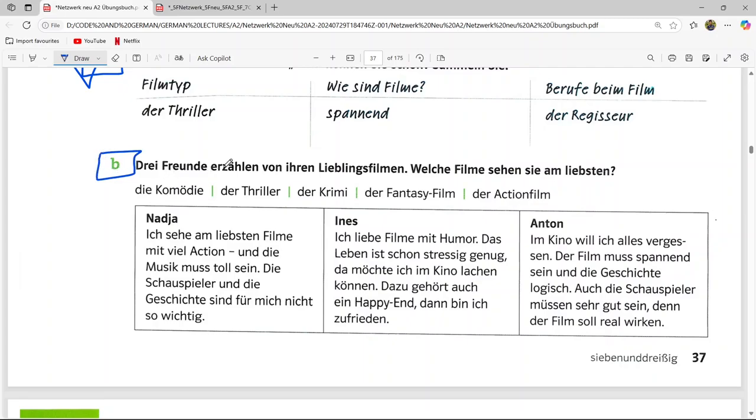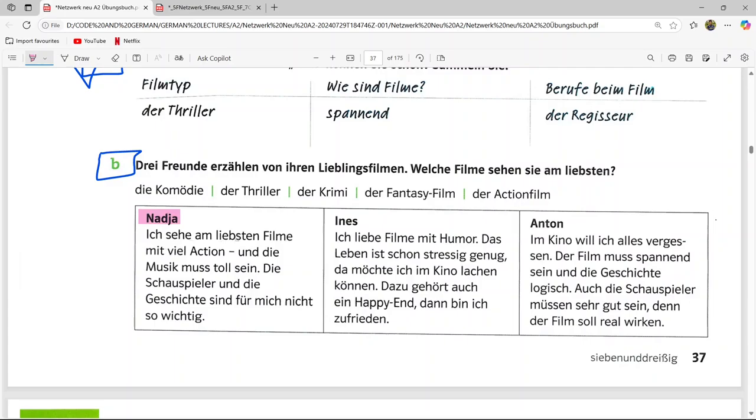3 Freunde erzählen von ihren Lieblingsfilmen. So 3 friends talk about their favorite film. Welche Filme sehen Sie am liebsten? So which film they see the most. Okay, or let us try to read and then try to solve. First person is Nadia. Okay, so let us read about her. So first person is Nadia.